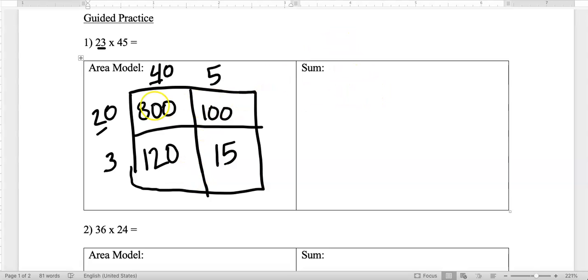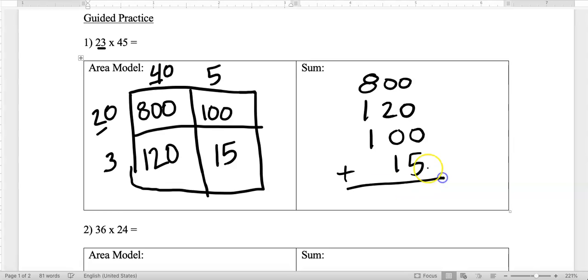So I'm going to come up thinking about my largest number first, putting that at the top, making it easier for me. 800, coming to my next largest number, 120, 100, 15. You should always have 4 numbers over here to add because you're going to have 4 boxes of numbers.